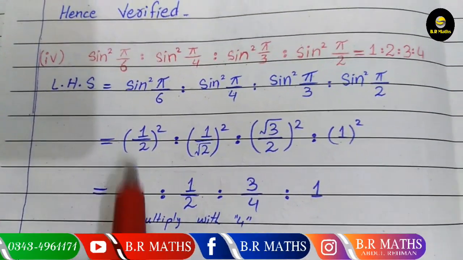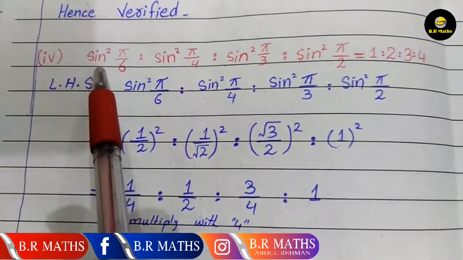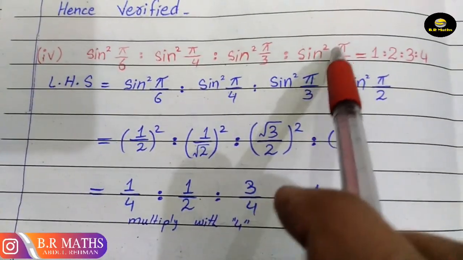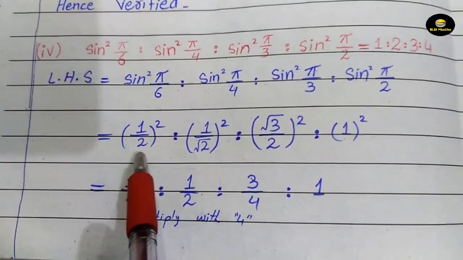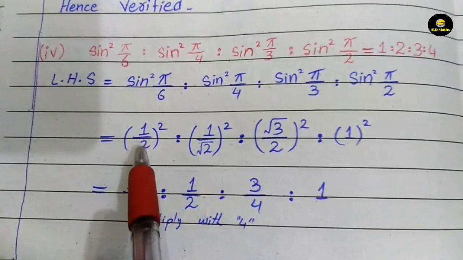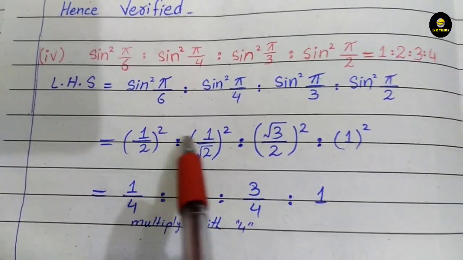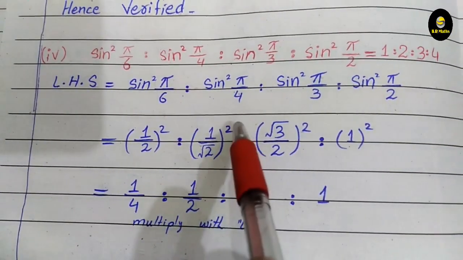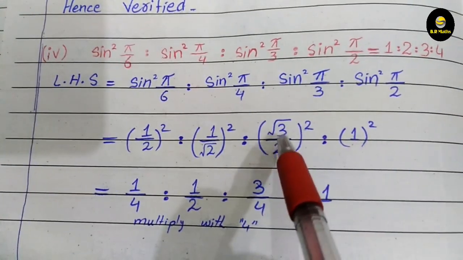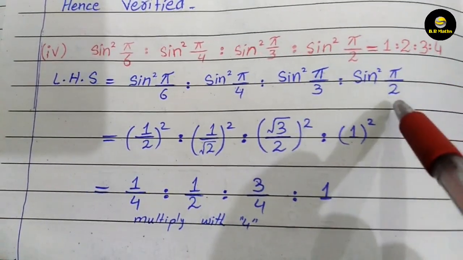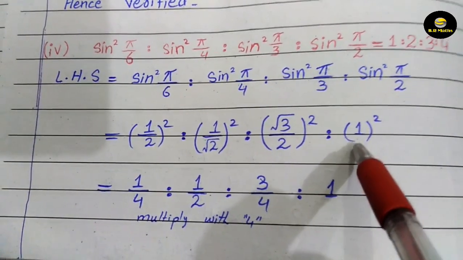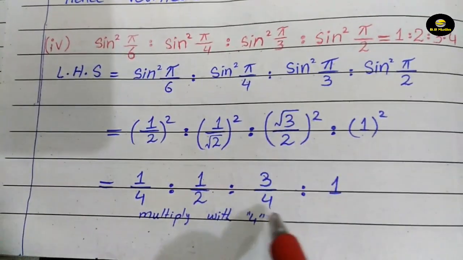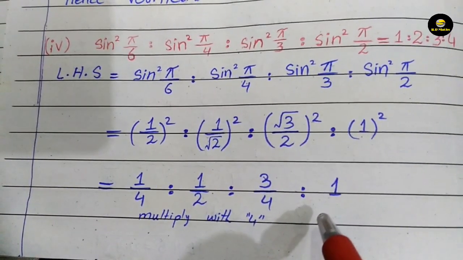And the last part of this question. In this part, sin square pi by 6 times sin square pi by 4 ratio sin square pi by 3 times sin square pi by 2 is the left hand side. Sin square pi by 6 means 30 degree, sin 30 is 1 by 2 whole square, times sin pi by 4 means 45, so sin 45 is 1 over square root 2 square. Sin pi by 3 means square root 3 over 2, and sin pi by 2 means 90, which is 1, sin 90 is 1. And after squaring, 1 over 4 times 1 over 2, over 3 over 4, times 1, and 1 square is 1.